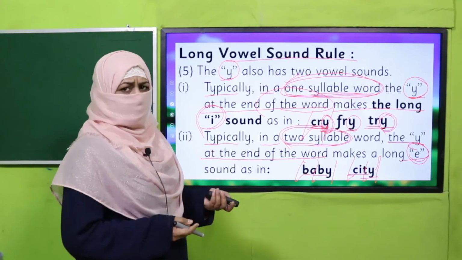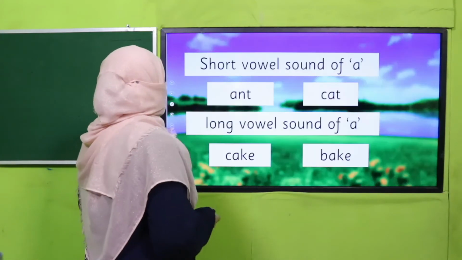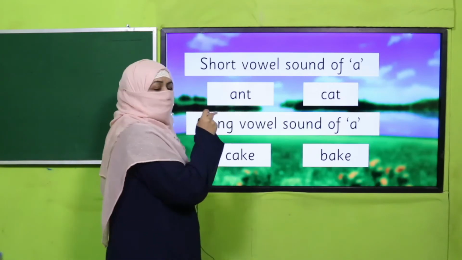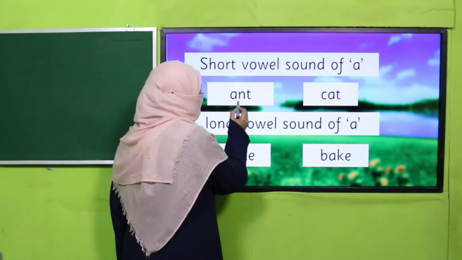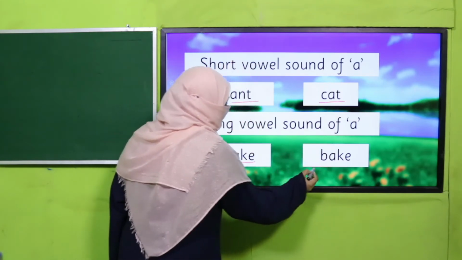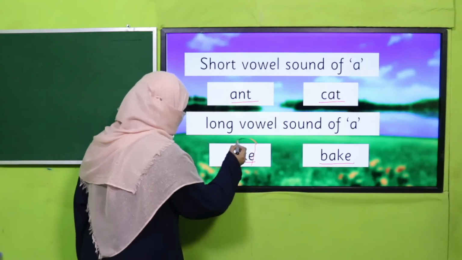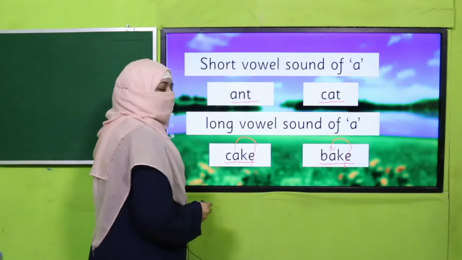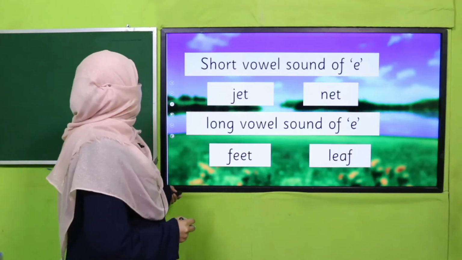Okay, there are a few more we'll learn later. So what's going to happen now? Let's practice all this. Now you will see the first, it's short sound, that's why it's ant, cat, cake, bake. Bossy E rule applies. E is silent, A will give its long sound, cake and bake.